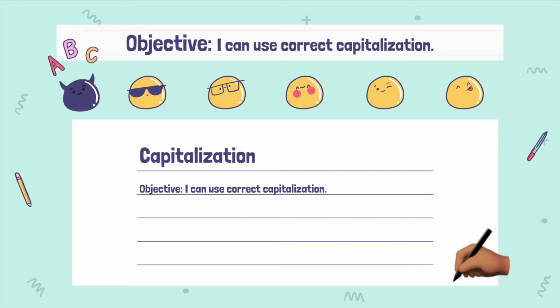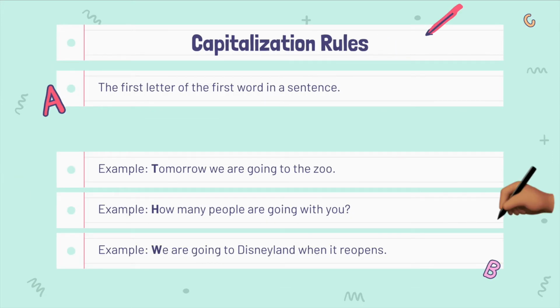And as always, just a reminder, if you see the hand emoji pen tool on screen, that's an indicator for you that you need to write down these notes. So, capitalization rules. Skip down a few lines. I'm going to write nice and big, capitalization rules. And your first rule is the first letter of the first word in a sentence. That is rule number 1. So the beginning letter of any sentence is going to be capitalized.